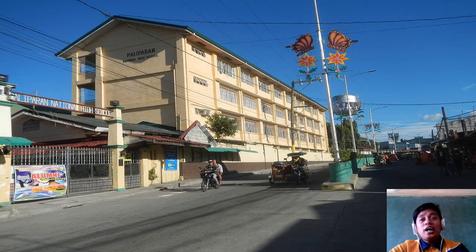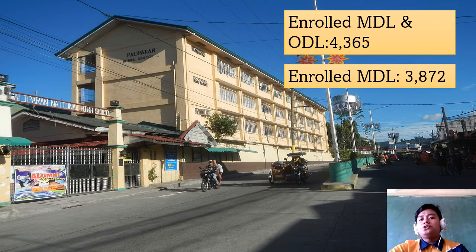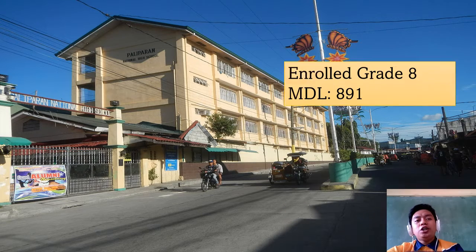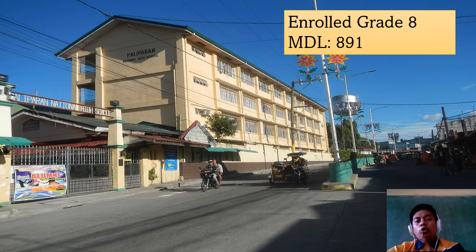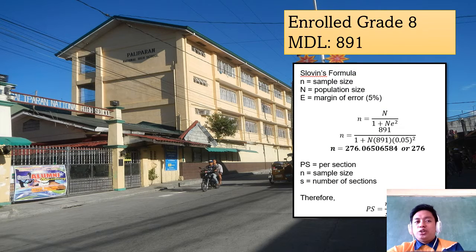Paliparan National High School has 4,365 students. Out of this figure, 3,872 are enrolled in modular distance learning. Grade 8 has 25 sections, where 2 sections are under ODL and 23 are under MDL. There are 891 Grade 8 students enrolled in modular distance learning. To obtain the sample size, researchers used Slovin's formula for quantitative research. A total of 276 students participated in the survey.